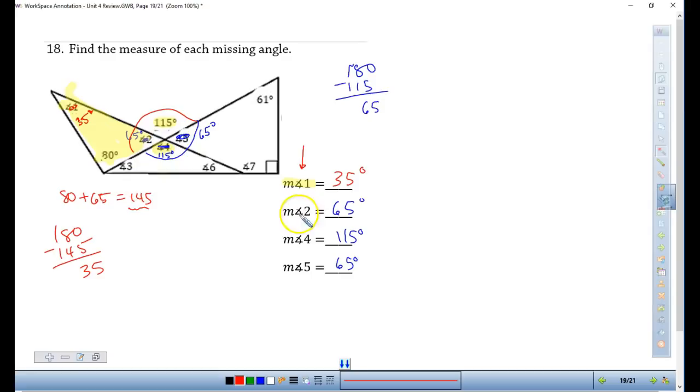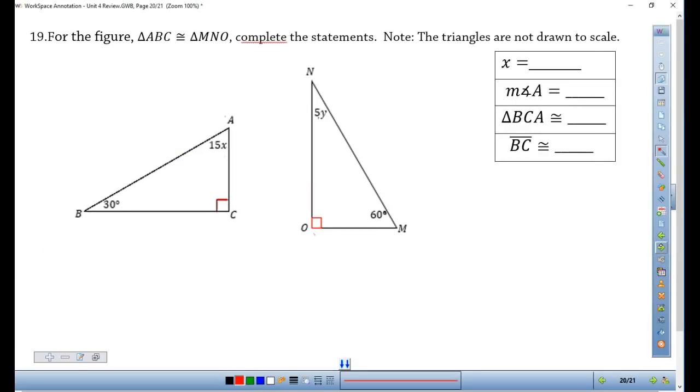And they didn't ask us about angle 3, so I'm not worrying about it. Okay. Then number 19. They tell us a spelling, so we know what parts to match, and then complete the statements. Okay, so they're not to scale. Let's see, it wants us to find x.